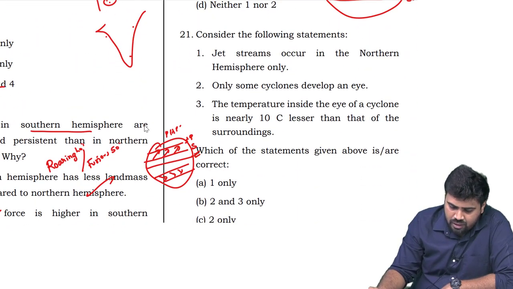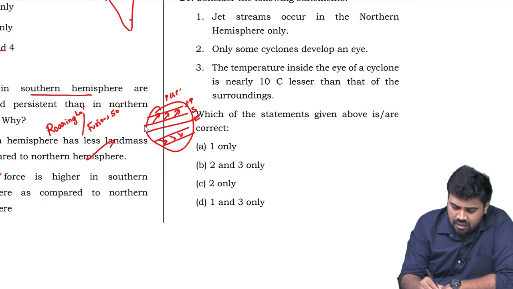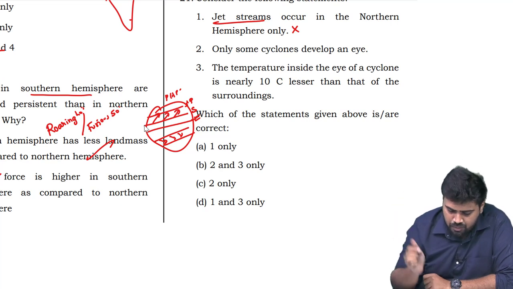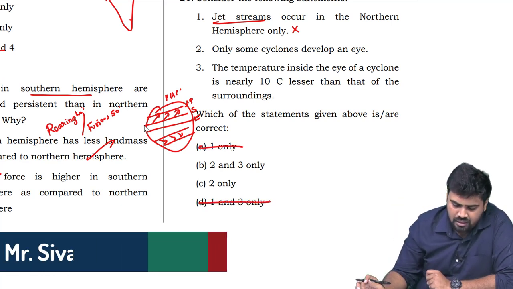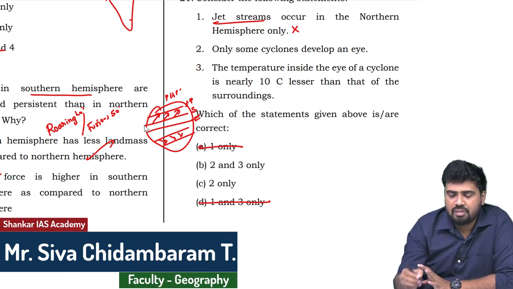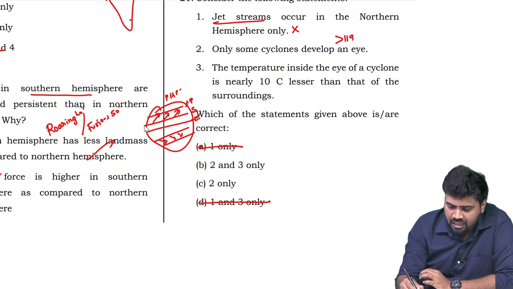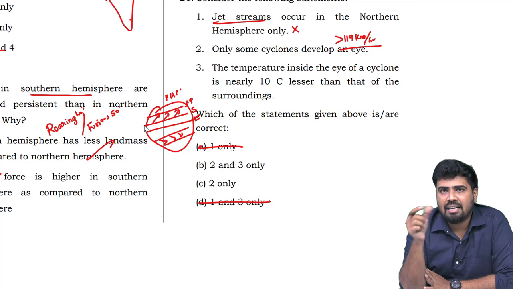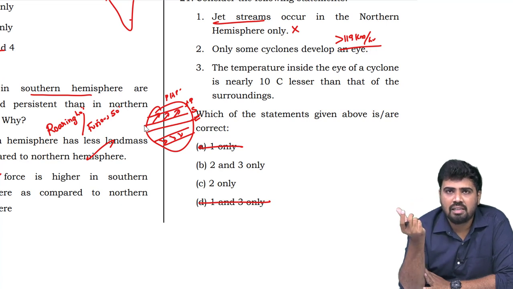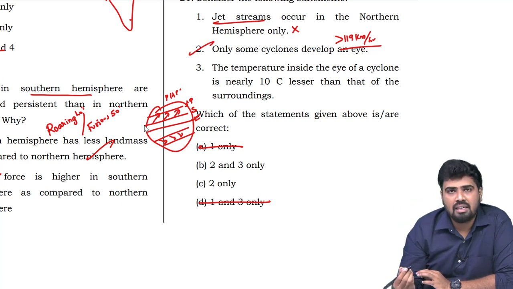21. Consider the following statements. Jet streams occur in the northern hemisphere. This is an extreme statement, you can eliminate this option. Jet streams are present in both the northern and southern hemispheres, so the first option can be eliminated. Second, only some cyclones develop an eye. If a cyclone has winds greater than 119 kilometers per hour, generally that cyclone forms an eye region, a central low pressure region. But if the wind velocity is very low, the eye region is not well developed. So the second statement is correct.